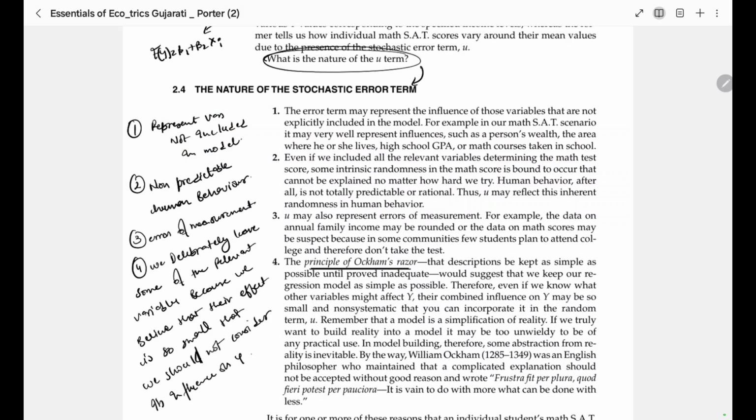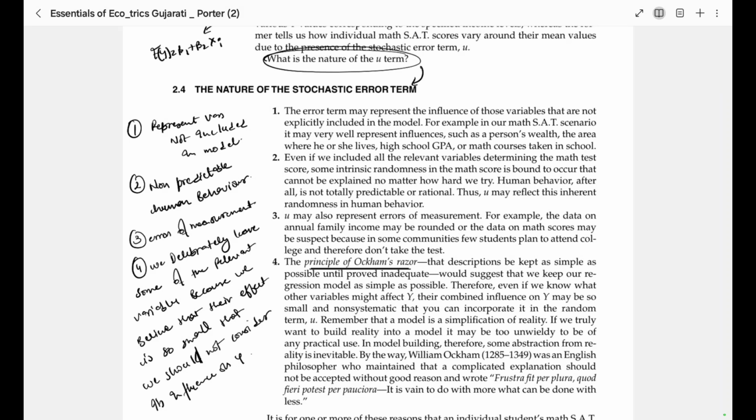Now, second is that human behavior is not predictable. The student might not have studied that day, and even with an income of say 100,000, he might get a very low score. You can't predict that using a model, right? And then there could also be errors in measurement, where someone from a lower income might be counted in a higher income group.